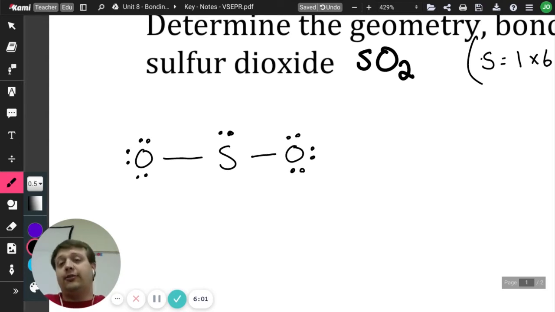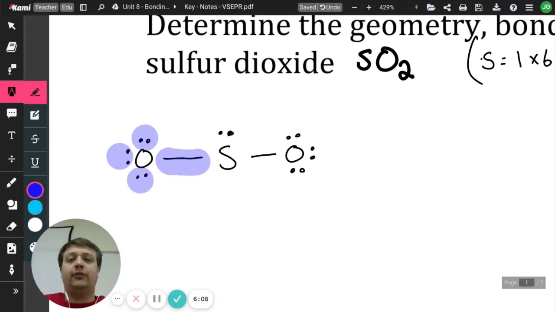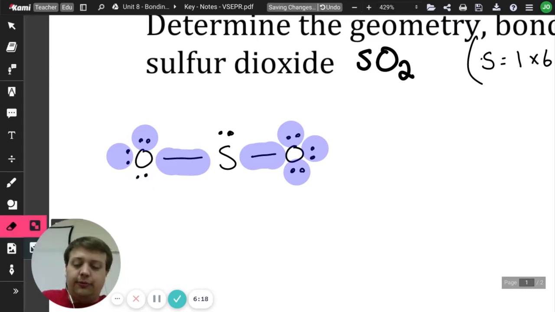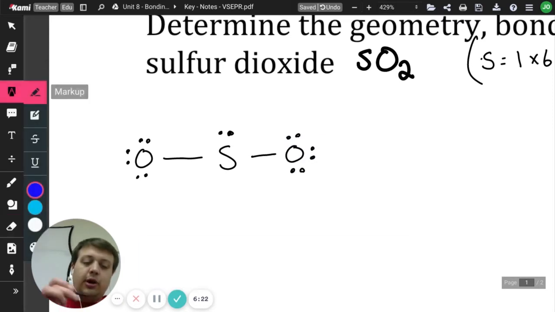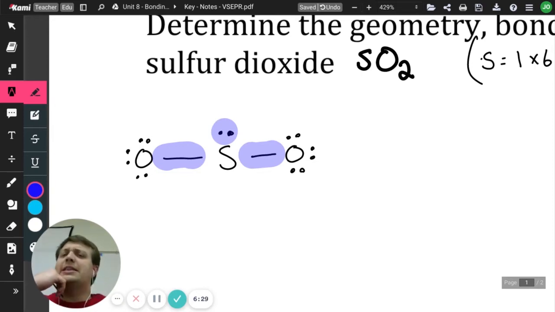So on my left oxygen, I've got 2, 4, 6, 8 valence electrons. So it's good. On the right oxygen, 2, 4, 6, 8. So it's good. So now let's check our sulfur. So our sulfur has 2, 4, 6. Well, that's not enough, right? We're supposed to have at least 8 on the central atom, unless we're one of those exceptions.